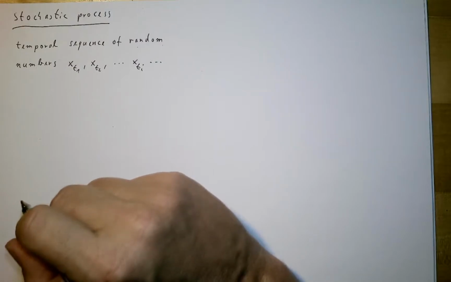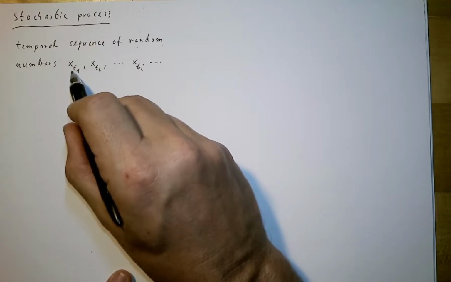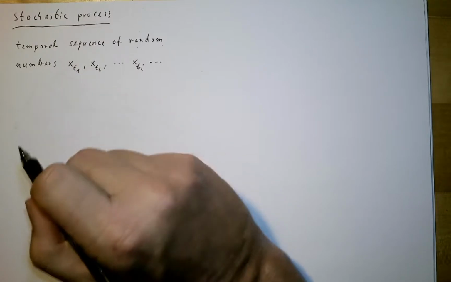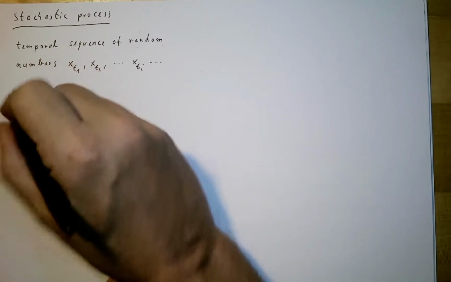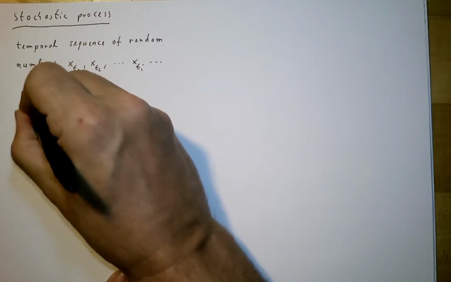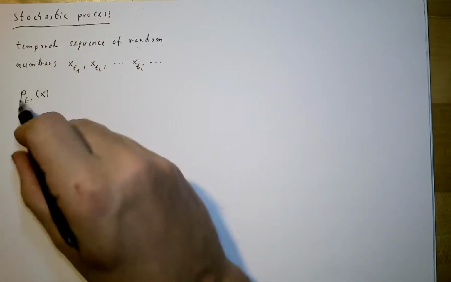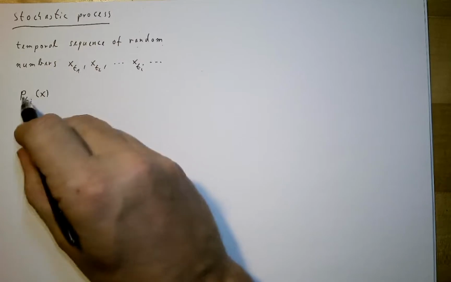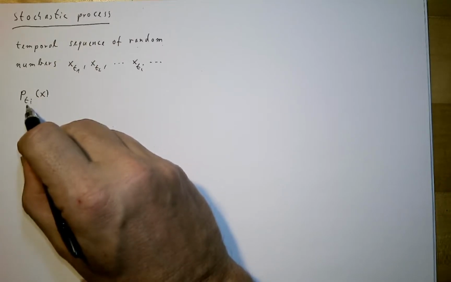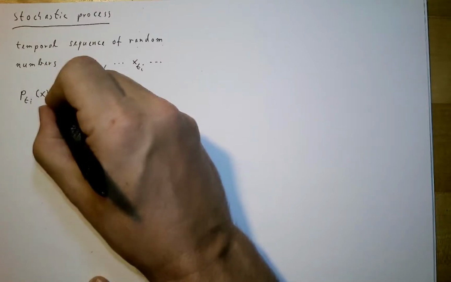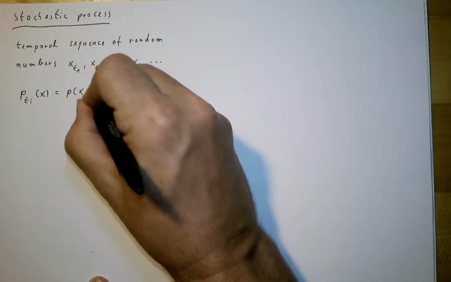And now, since we have these random numbers, and the random numbers are given from a distribution, our distribution depends on the time point. So we have a distribution of the random number, but in general this distribution is not a constant, it is a distribution which depends on time. And sometimes we write it like p of x and t.